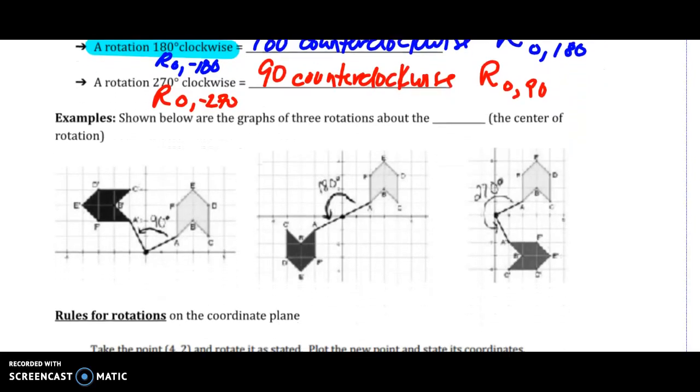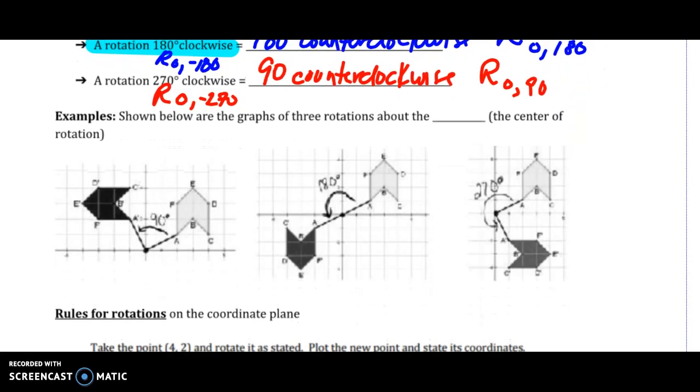So below, I gave you some examples of what it looks like. What does it really mean when we're rotating? We're keeping that angle between the pre-image point and the image point at 90 or at 180 or at 270. Again, this would be our negative 90 or 90 in the opposite direction here. And again, these are all rotated about the origin, which is our center of rotation. The center of the grid, 0, 0, is our center of rotation.